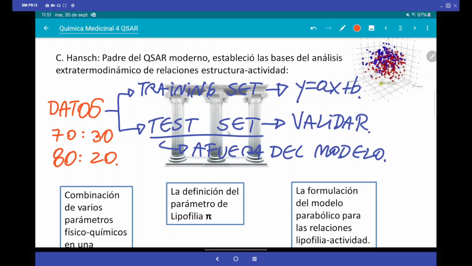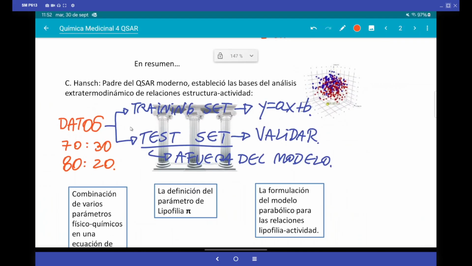That is, 70 or 80% training set, most of the molecules to build the model, and a lower percentage to validate the model. This is very common in Hansch correlations. But, and then you will understand why, in Free-Wilson correlations, one uses 100% of the molecules as a training set.